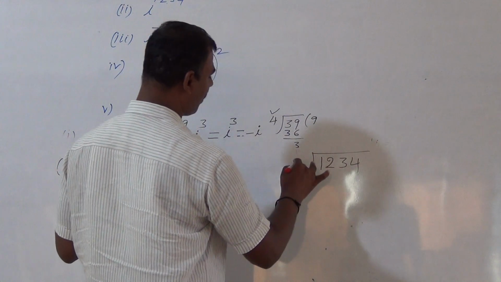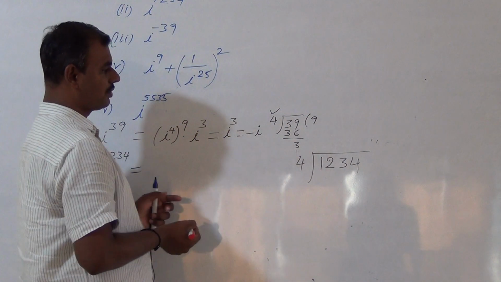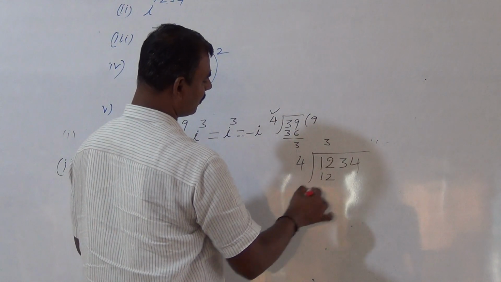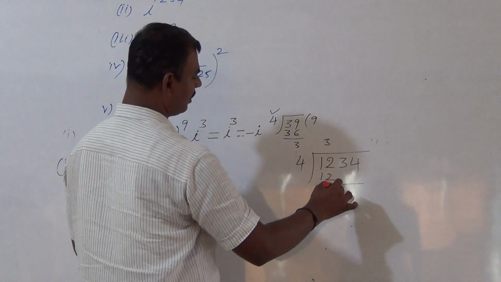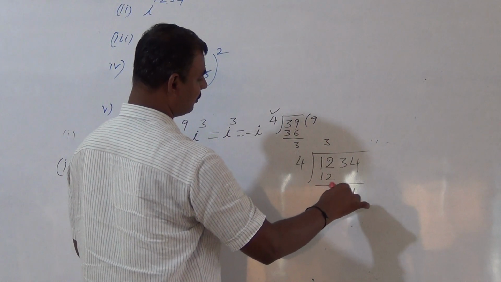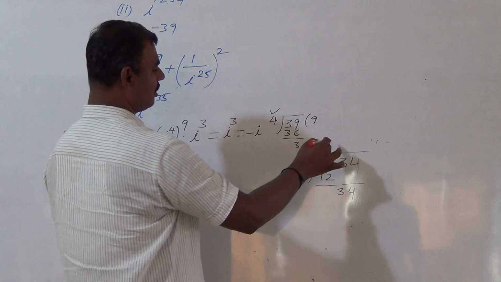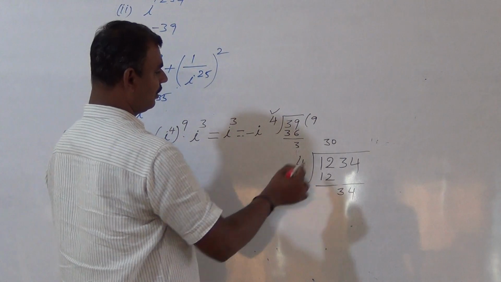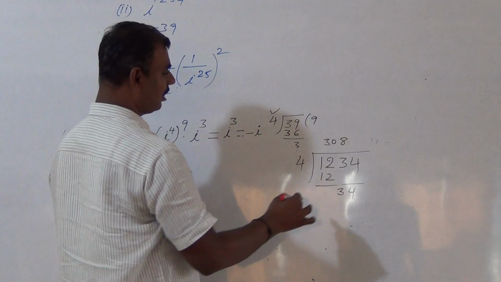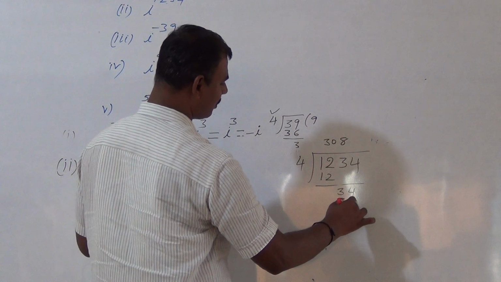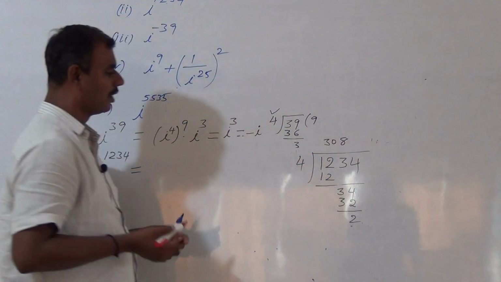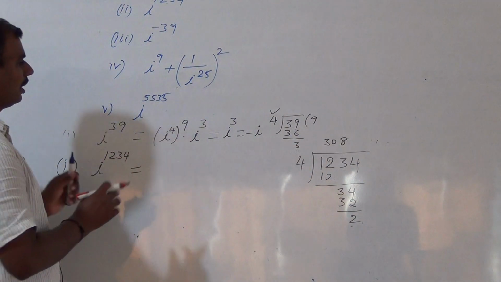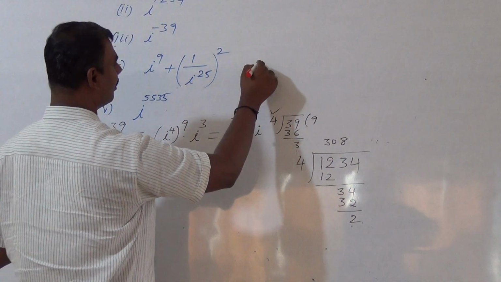Simply taking 1, 2, 3, 4, divide with 4. So 4 goes how many times? 4 3s are 12. Then the next remaining 3, carry 3, 4. So 0 add here. 4 also taking. Next it goes to 4 into 8, 4 8s are 32, so carry 2 only. Now what is the quotient value? 308. So how to write? 4 into 308.